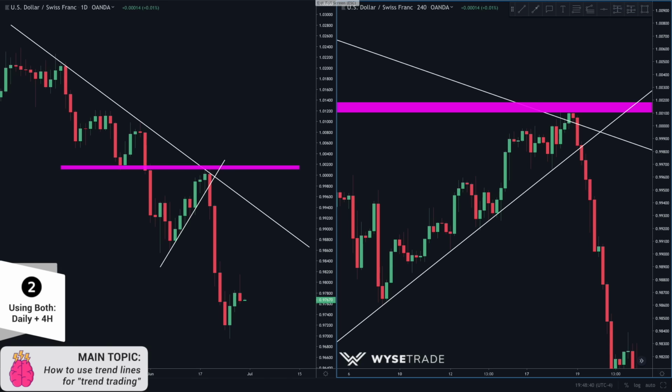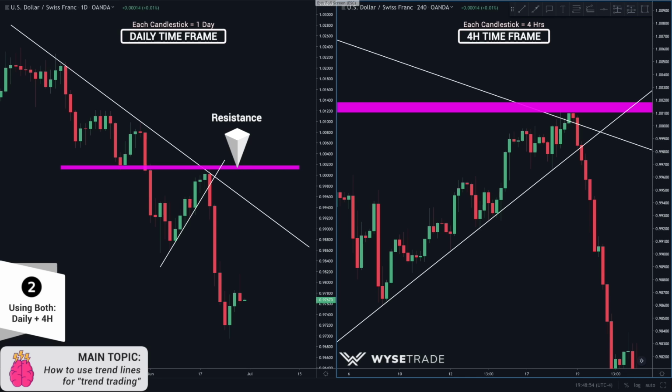This chart on the left is your daily time frame, meaning each candlestick represents one day. The chart on the right is the 4-hour time frame, meaning each candlestick represents 4 hours of time. Here is the resistance level on the daily time frame, and here is the same resistance level on the 4-hour time frame. Here is the long-term trend line on the daily time frame, and here is the same long-term trend line on the 4-hour time frame.